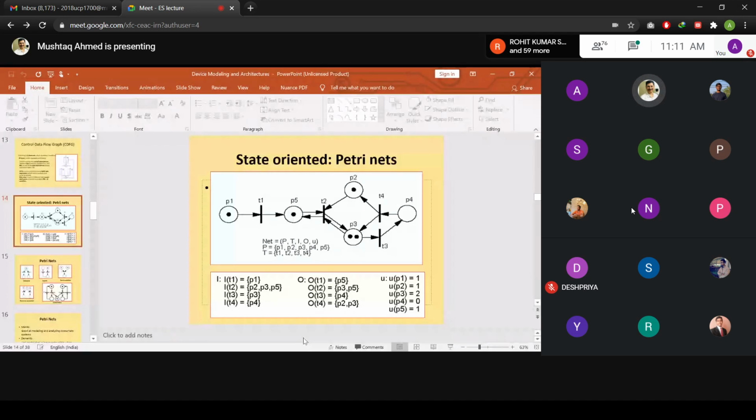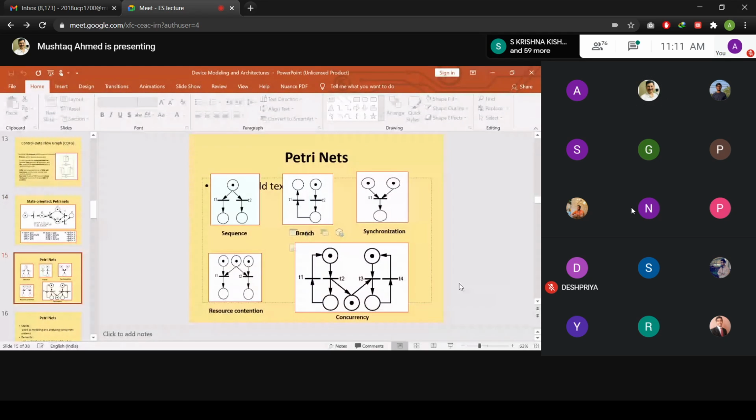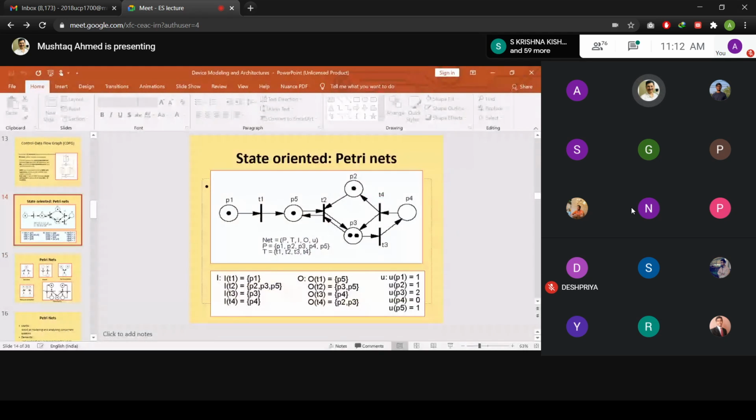Okay, so here in this case, the number of tokens varies and allows you to make this triggering and transition from one state to another state. So usually the number of tokens, as you can see here, for P1 it is 1, P2 it is 1, P3 there are 2 tokens over there, P4 is nothing, and P5 is having 1.